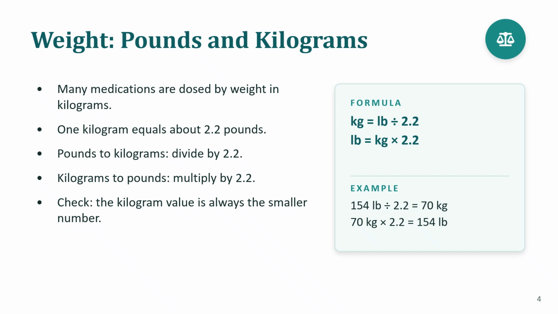Notice which direction is which. A kilogram is heavier than a pound, so the number of kilograms is always smaller than the number of pounds for the same person. That is your built-in sanity check.